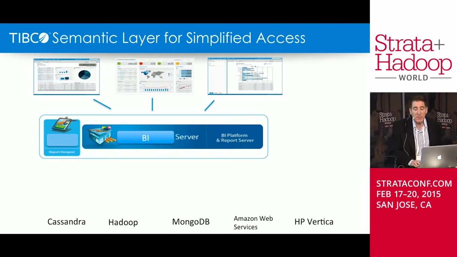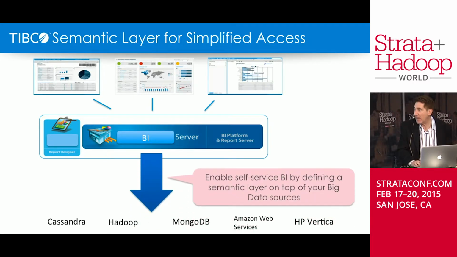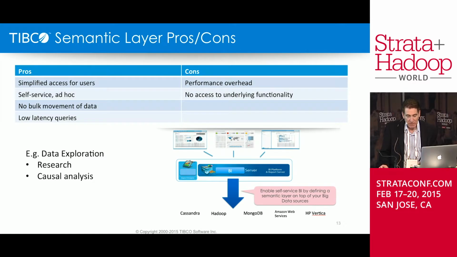Next, we'll talk about a semantic layer for simplified data access. Here, you can enable self-service BI by defining a semantic layer on top of big data sources. And this has some real advantages in simplifying access for data users, providing self-service and ad hoc capabilities, again, avoiding the bulk movement of data, you leave it in place, and providing low latency queries.